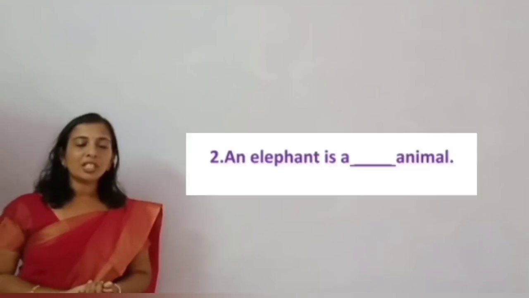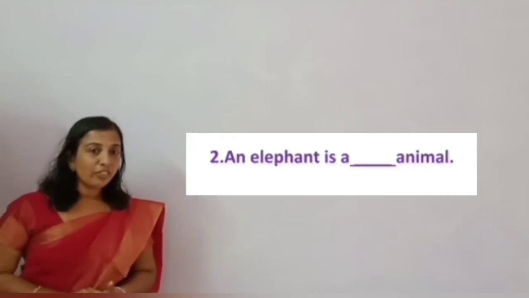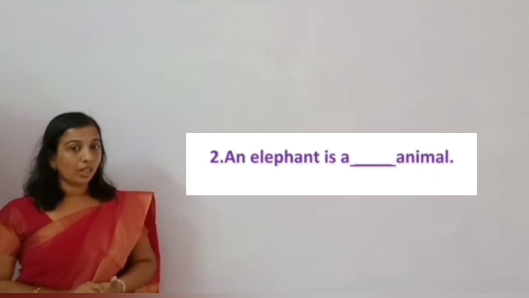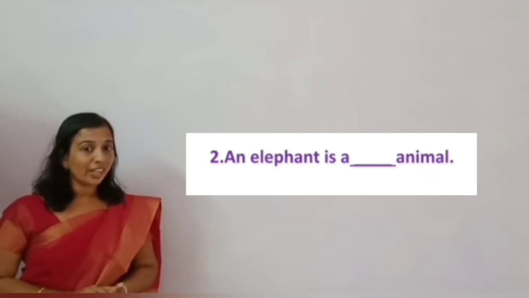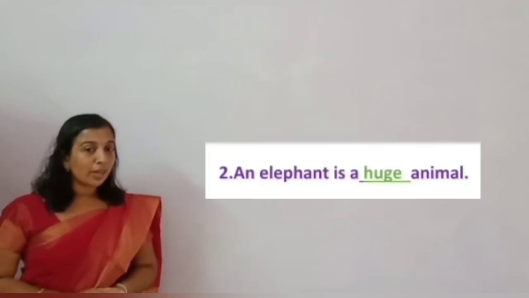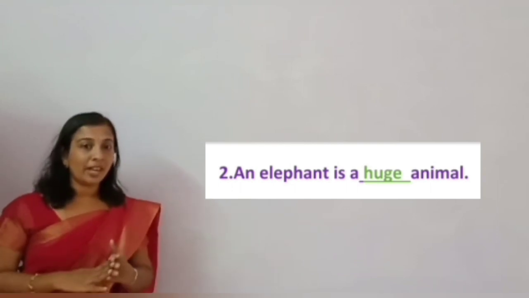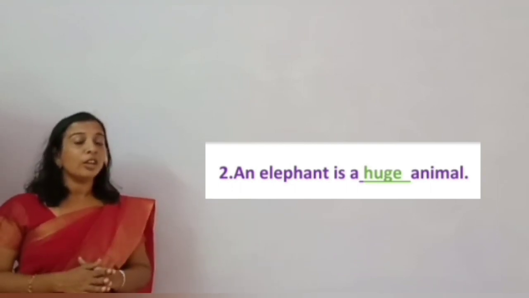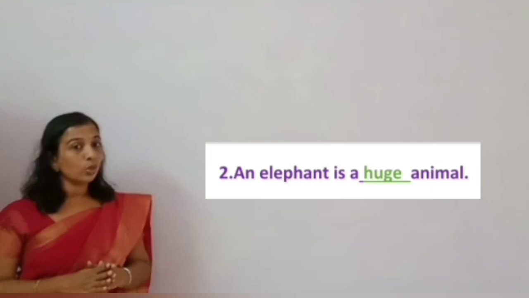So after writing question number 1, you have to write it down in your notebook. Question number 2. An elephant is a dash animal. An elephant is a huge animal. Huge means big. B-I-G, big. What's the spelling of huge? H-U-G-E. Huge. Next question.